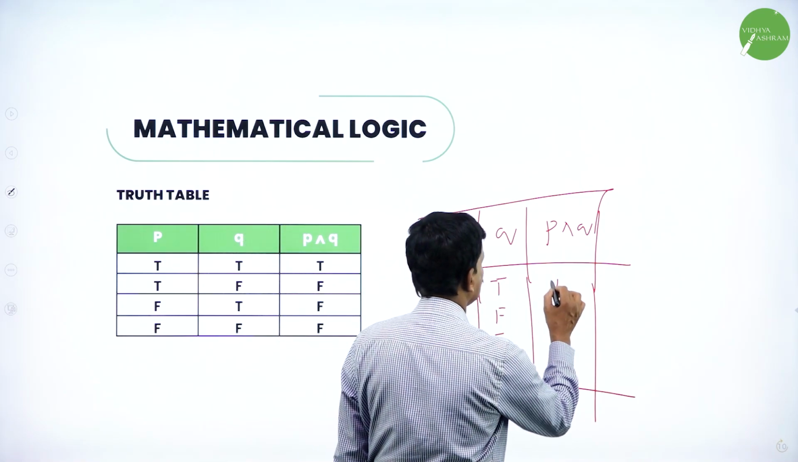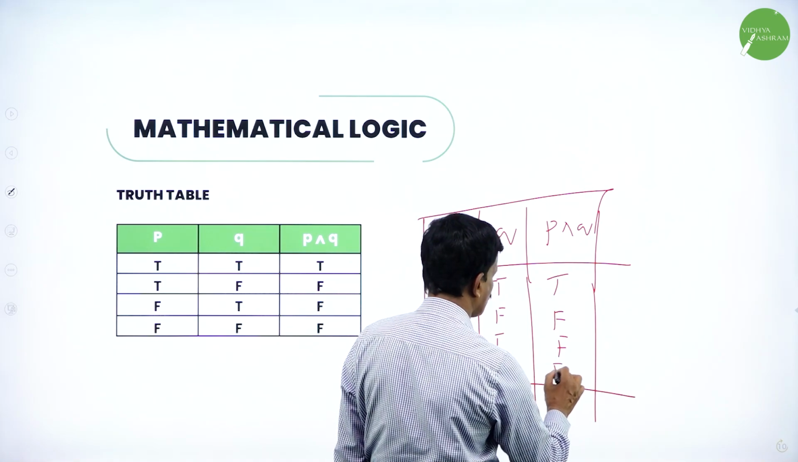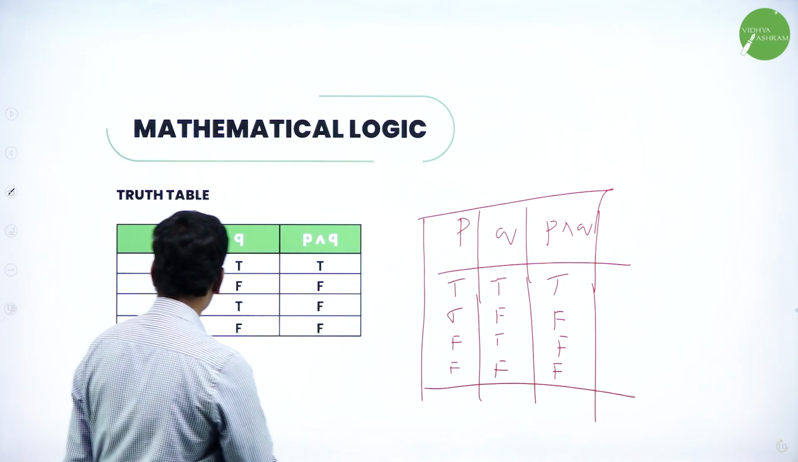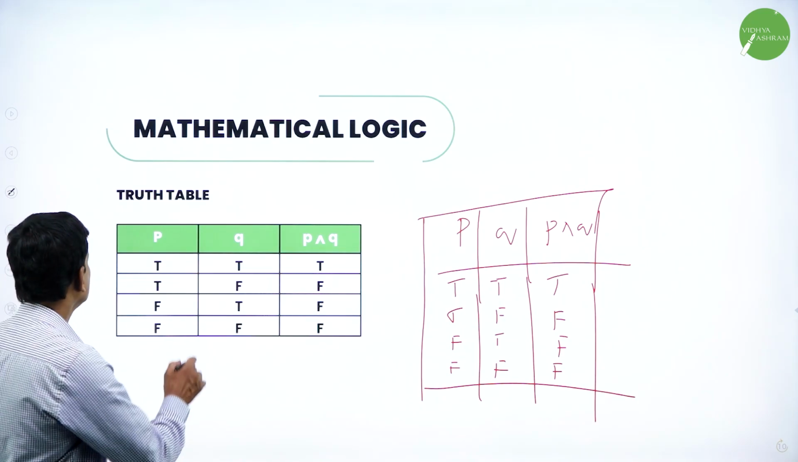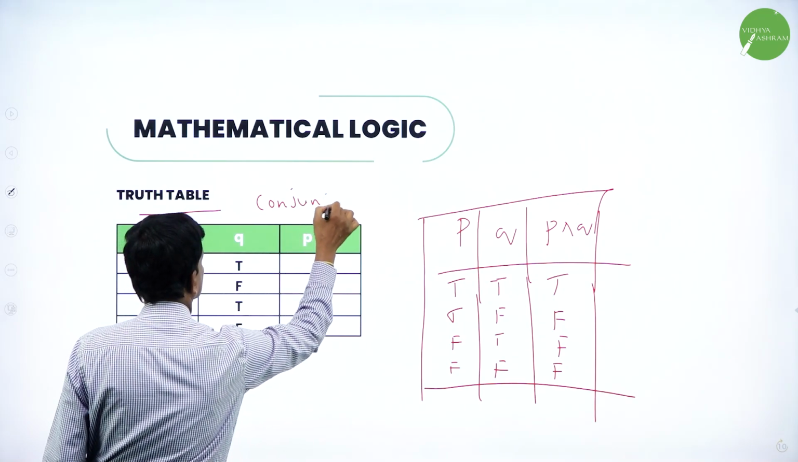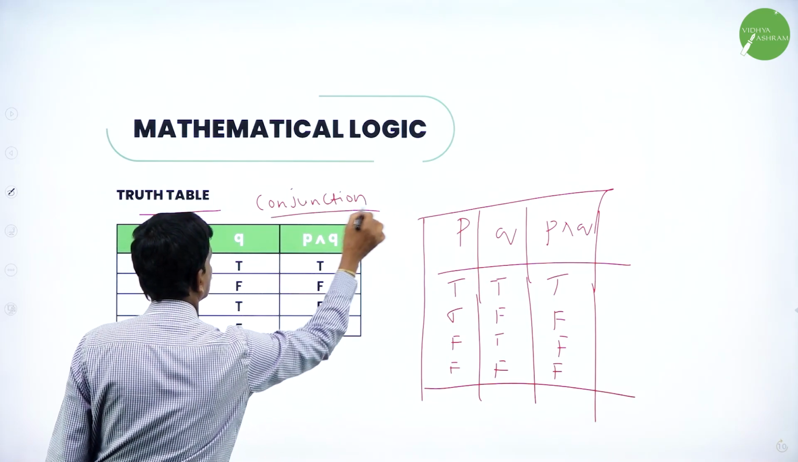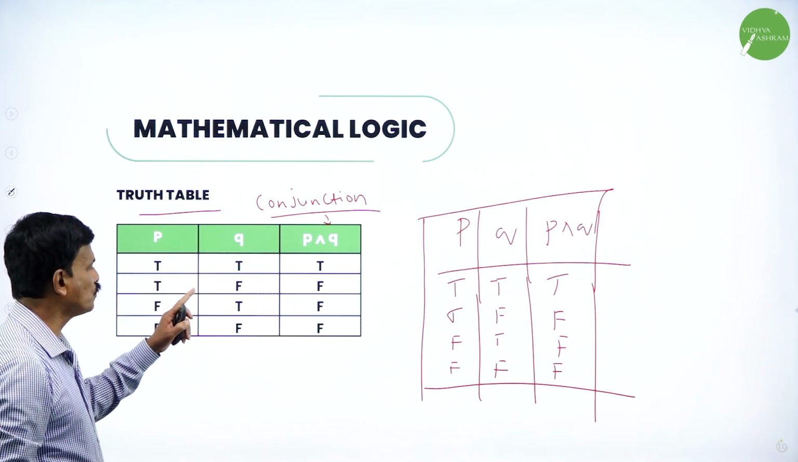So for conjunction, true and true is true. In all other cases, true and false is false, false and true is false, and false and false is also false. So that is how we are going to represent it. The truth table for conjunction: P, Q, P ∧ Q, with P as true, true, false, false and Q as true, false, true, false.